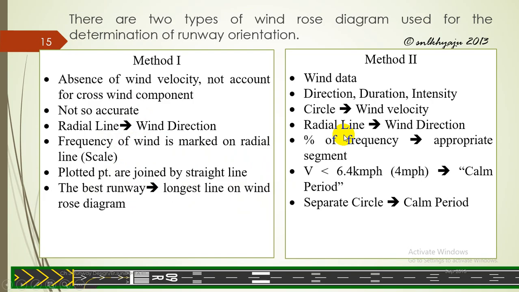And similarly, in type 2 or method 2 of the windrose diagram, wind data is necessary, and direction, duration and intensity are also required. Circles represent the wind velocity, radial lines represent the wind direction, and the percentage of frequency is plotted on the appropriate segment. Velocity less than 6.4 kilometers per hour is taken as calm period, with a separate circle for the calm period.